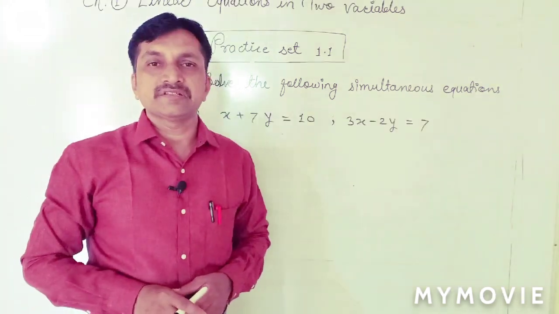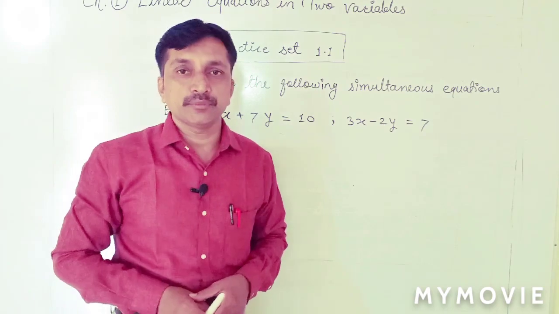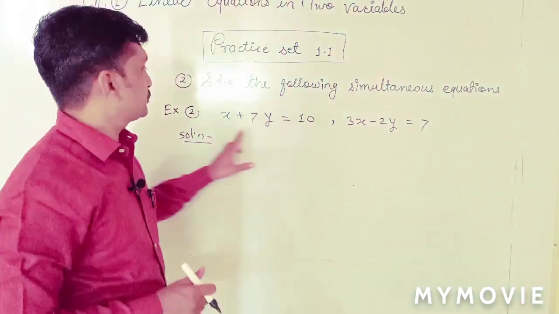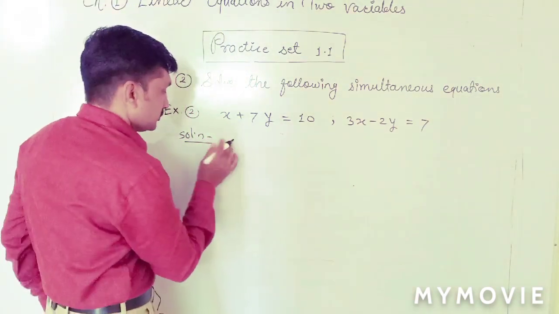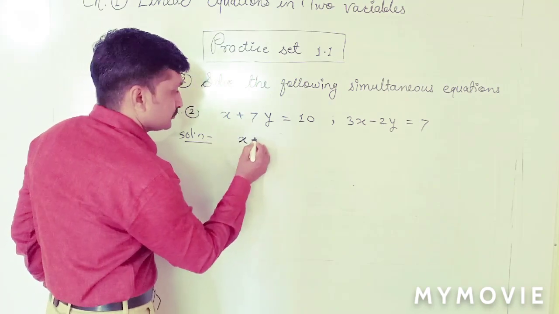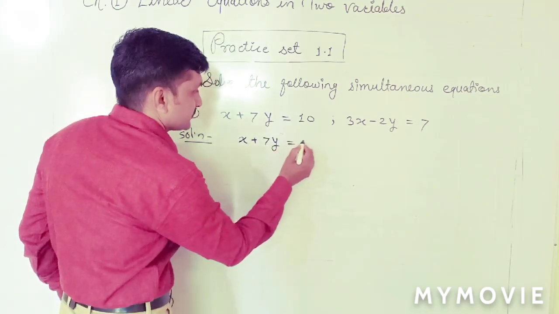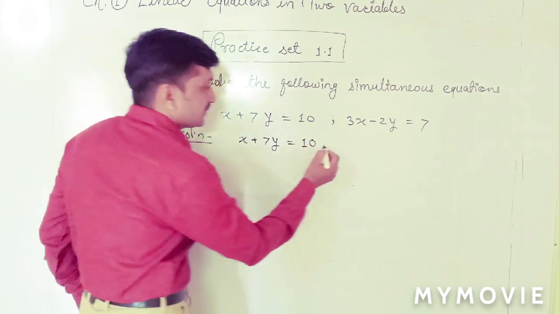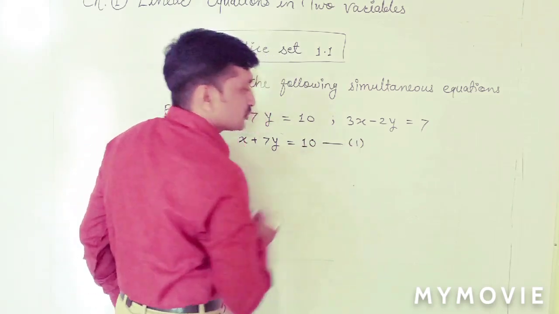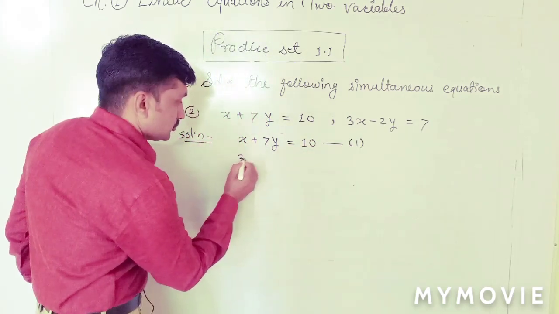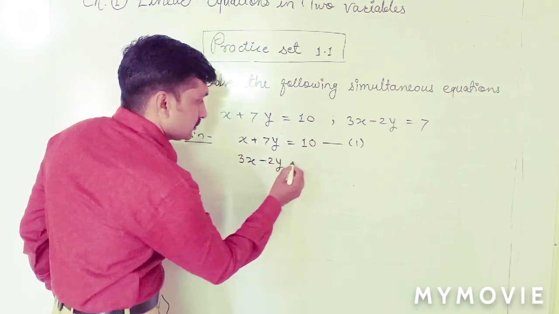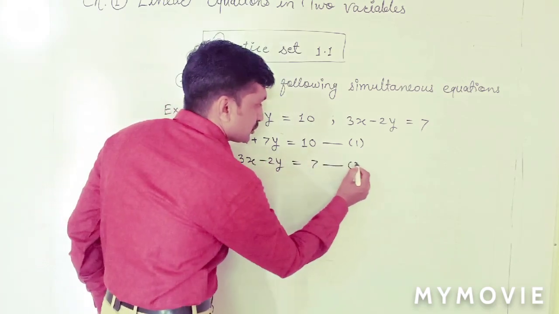Dear friends, we studied example number 1. Now let's see the example number 2. In example number 2, again two equations are given. In solution, I write them by giving numbers. x plus 7y is equal to 10. I write here equation number 1. 3x minus 2y is equal to 7, equation number 2.